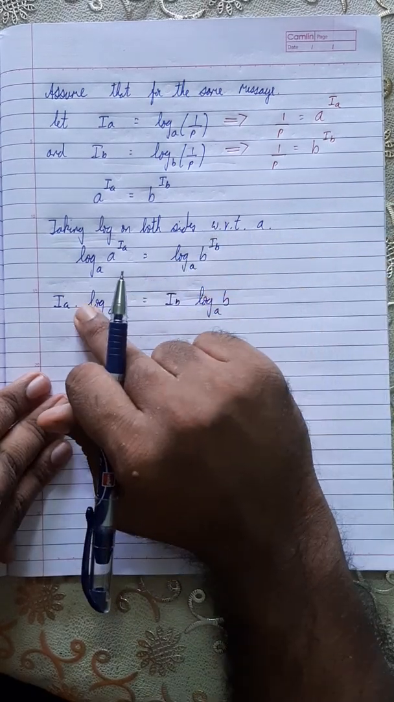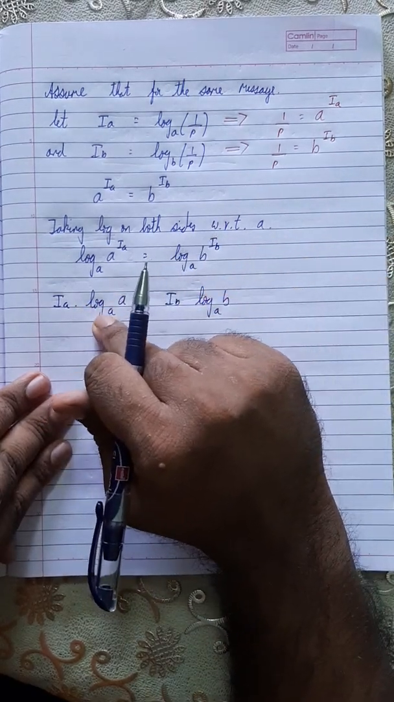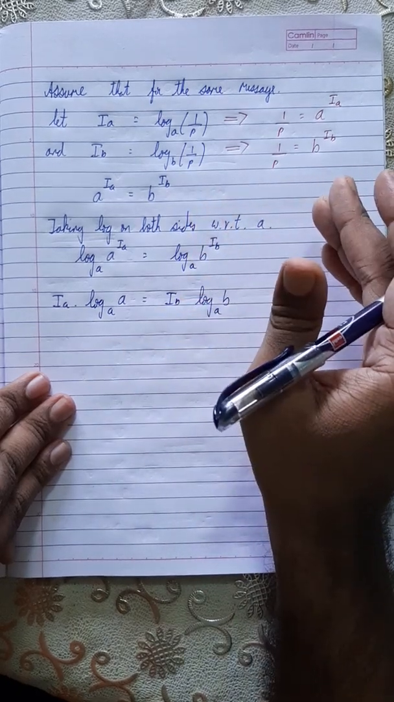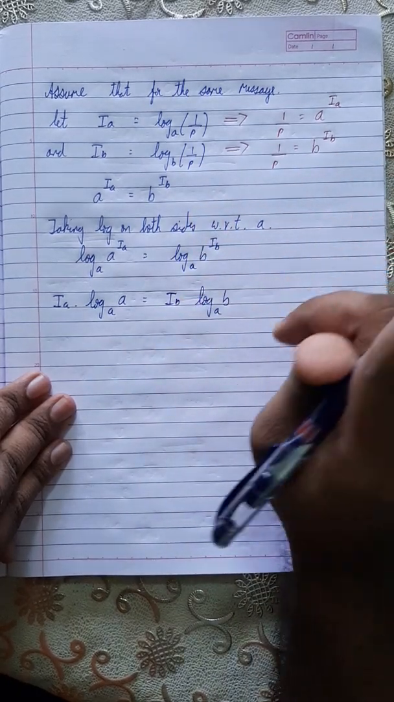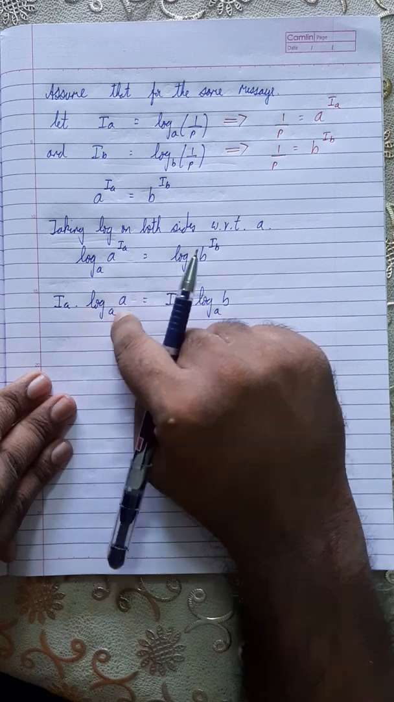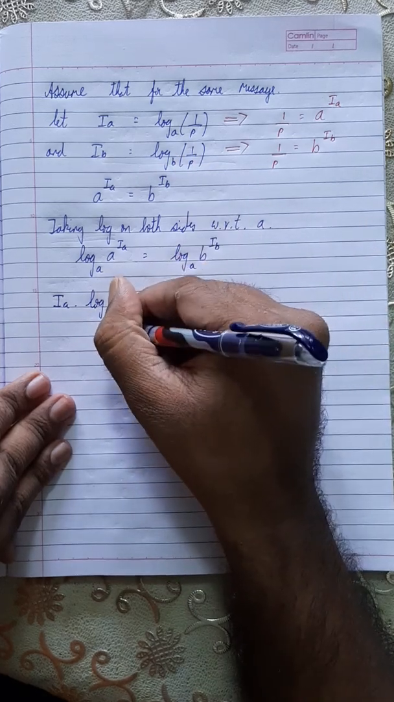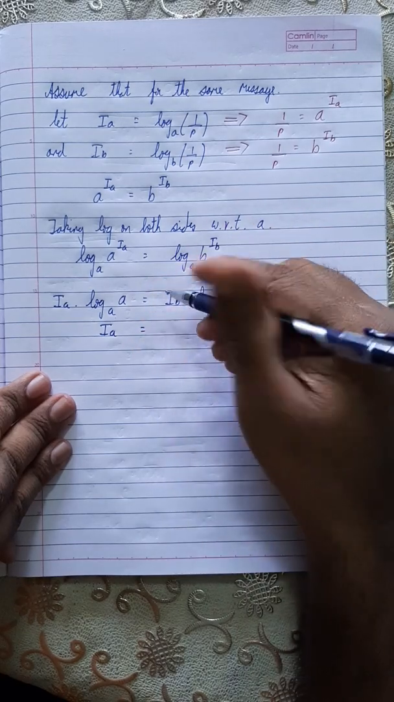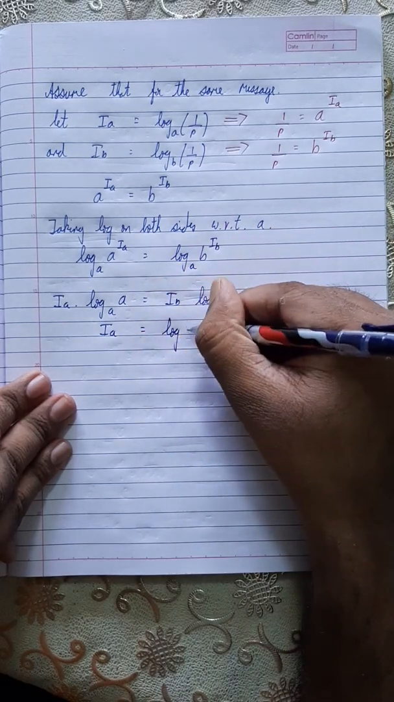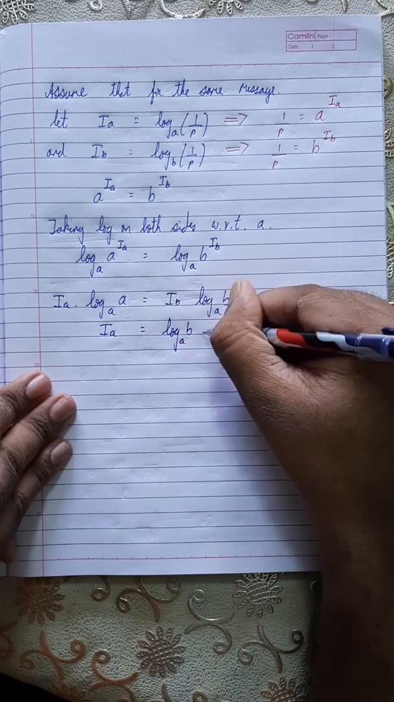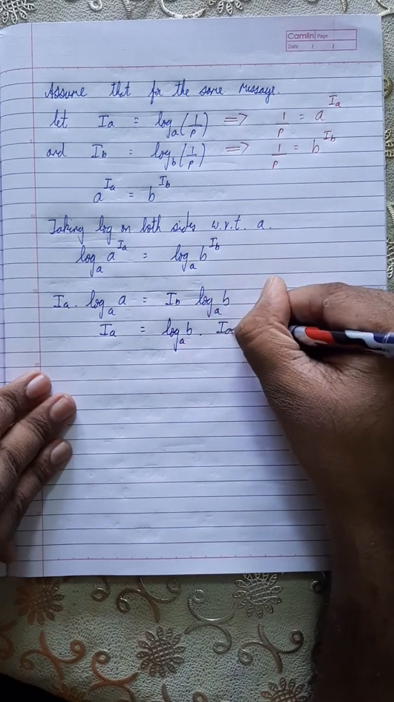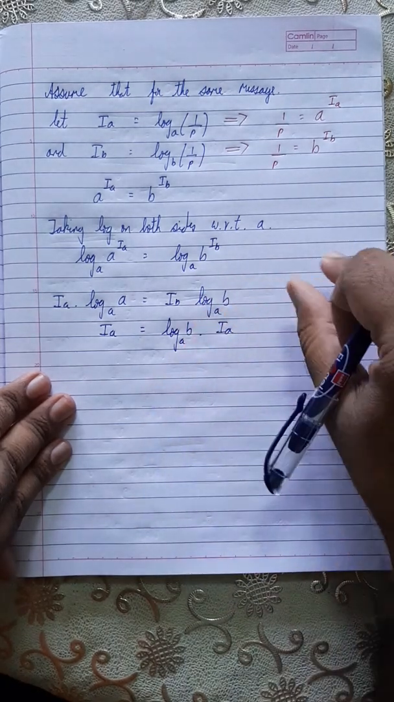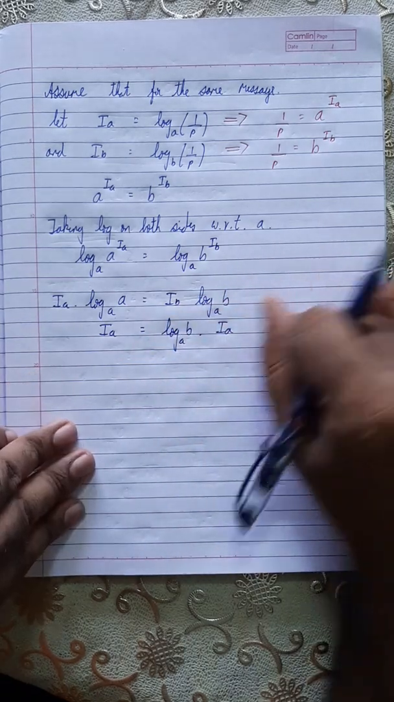What is log a to the base a? Log a to the base a is 1. Any number's logarithm to its own base is equal to 1. So I can say that Ia is equal to log b to the base a into Ib. I just rearranged these two terms so you can understand.